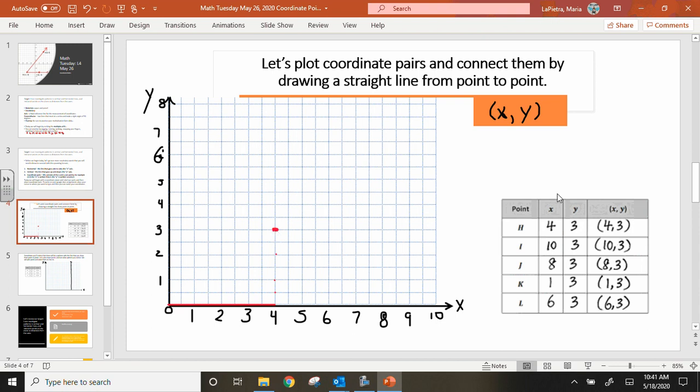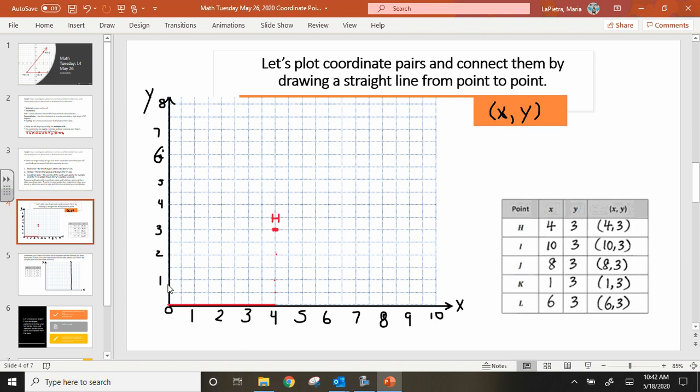And I'm going to label it H, because that's what they gave me. The point is called H. Okay, now, my next one, I, 10, comma 3, X, comma Y, 10, 3.